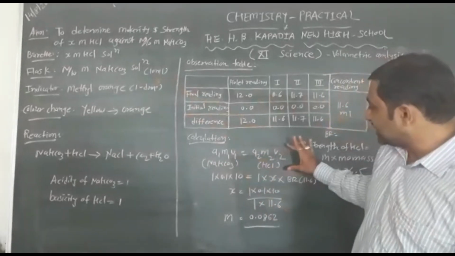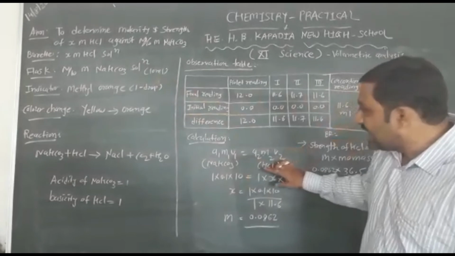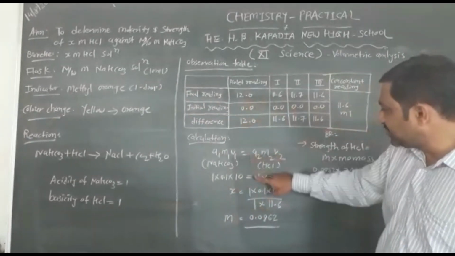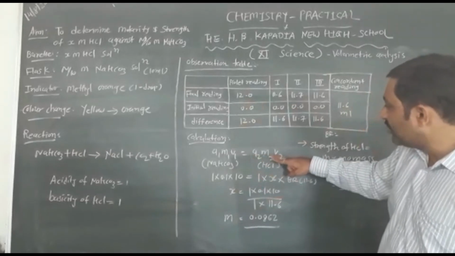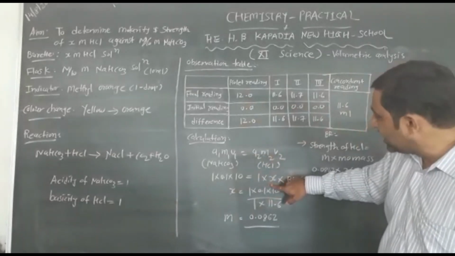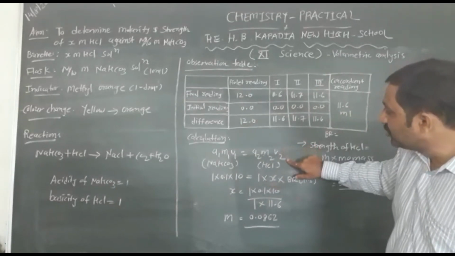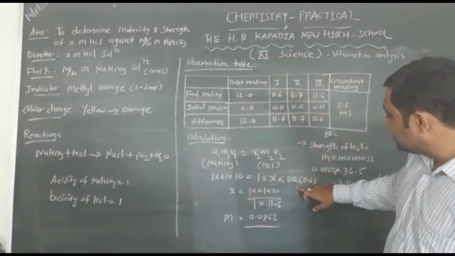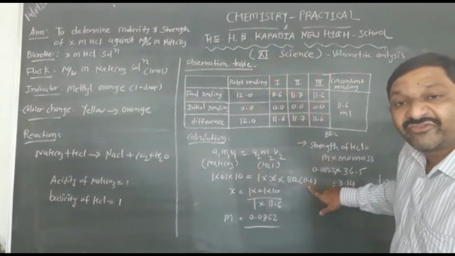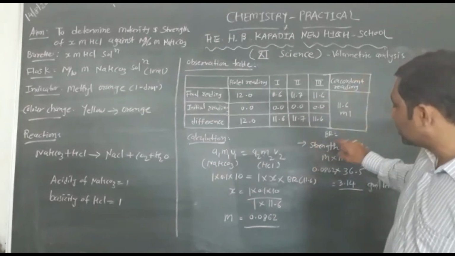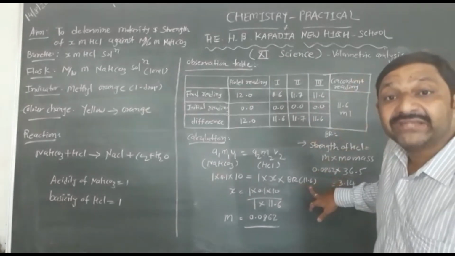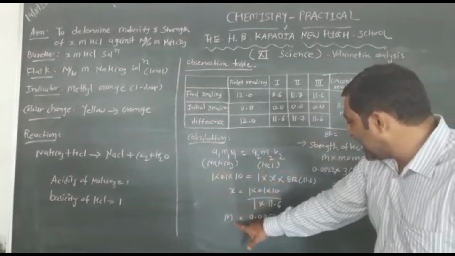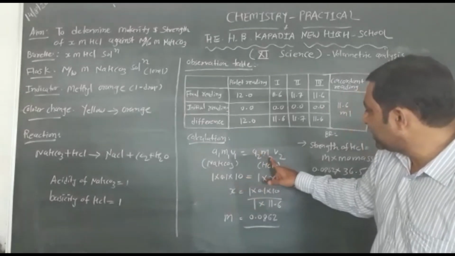Now listen. In case of HCl, the basicity of HCl is 1, so A2 is equal to 1. Molarity M2, we have to find out the molarity X. And V2 means your burette reading. You have to put the concurrent reading here. Burette reading 11.6. So here is your calculation.